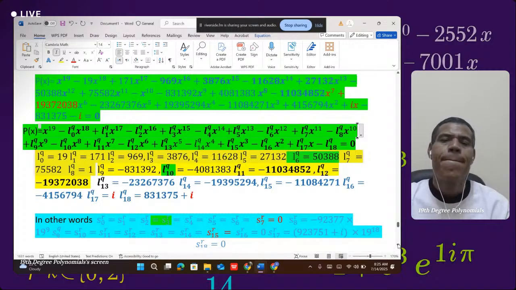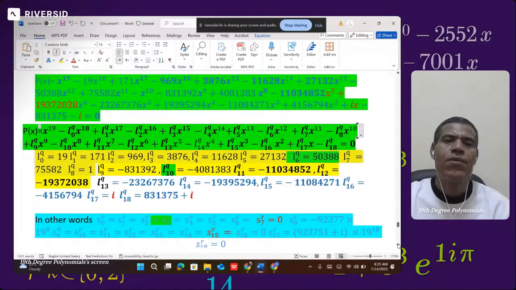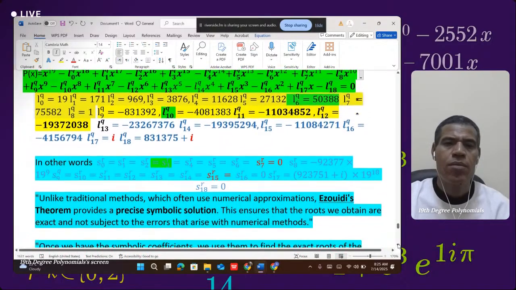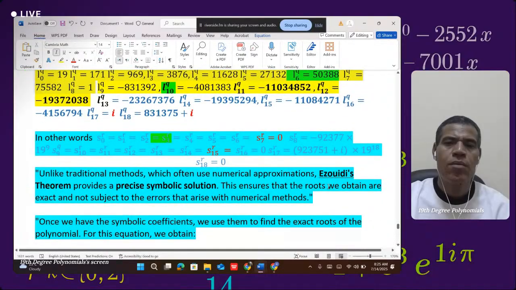And what's fascinating, truly remarkable for this specific degree 19 polynomial is what happens when you run the recursion. Many of these newest coefficients, specifically S0 through S7 and then S9 through S16, are calculated to be exactly 0. They just vanish through the process. So you're left with only a few significant non-zero coefficients. For example, S8R comes out to be 92377 times 19 to the power of 9.